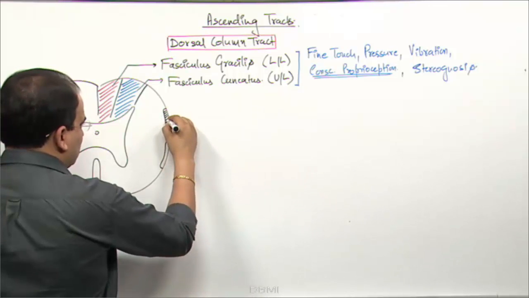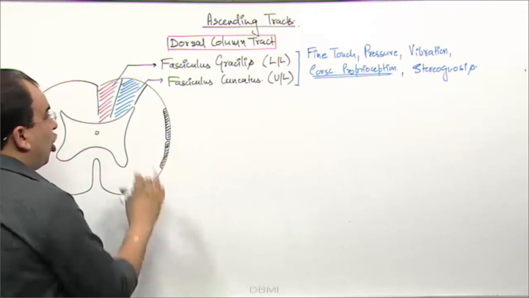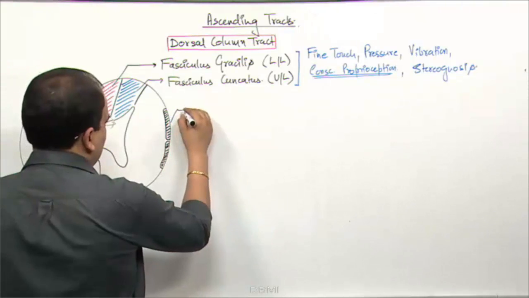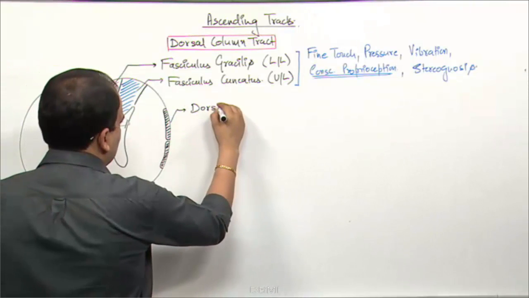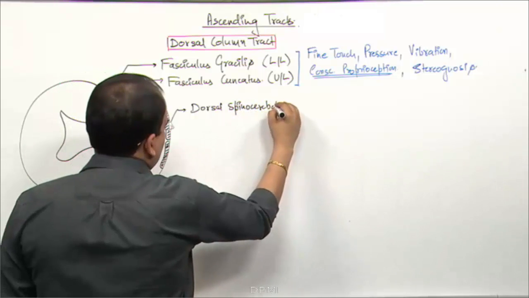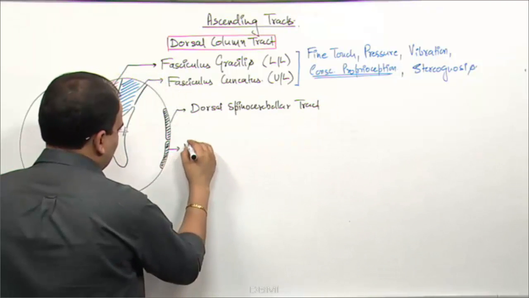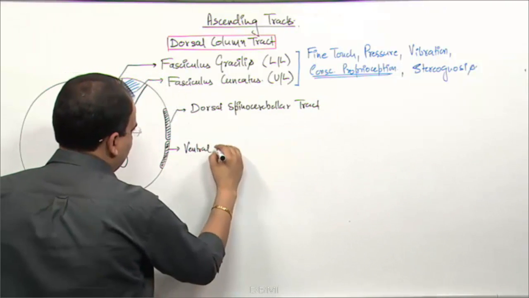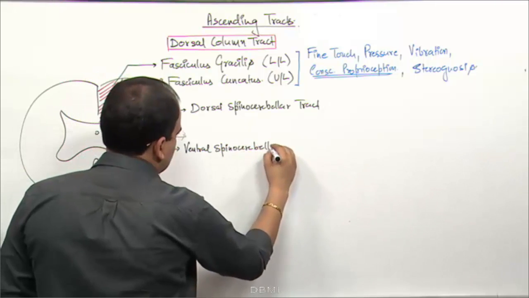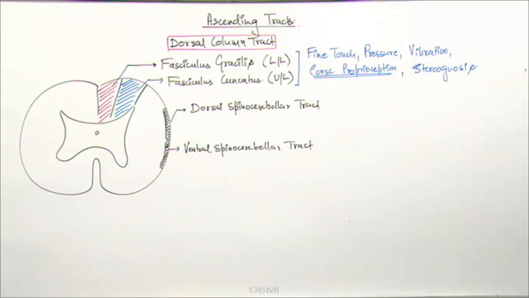Now there is a tract which is to be seen in the lateral column, or I can say lateral funiculus once again. Now this here is the dorsal spinocerebellar tract, and this one is the ventral spinocerebellar tract. Dorsal and the ventral spinocerebellar tract.